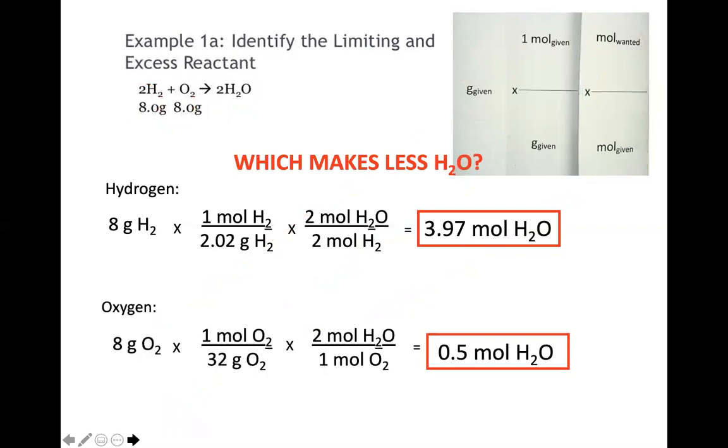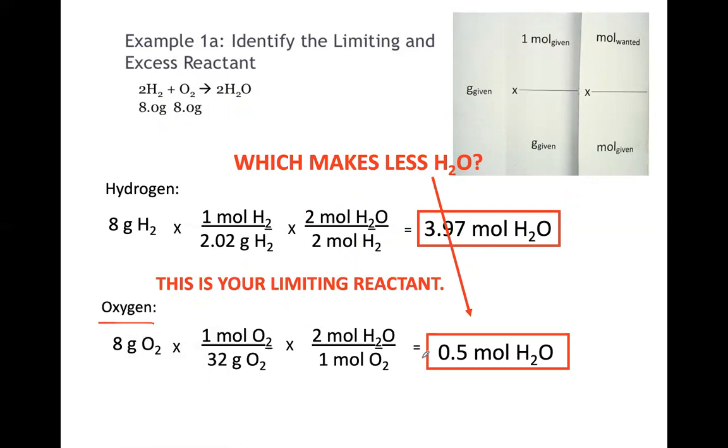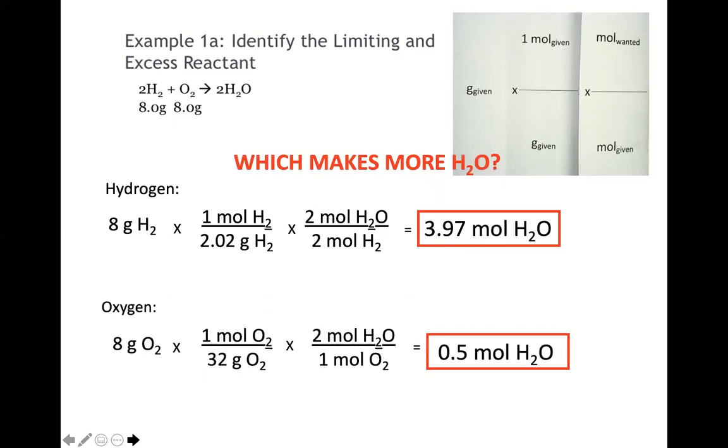So now that we have the answers, ask yourself, which one is going to yield less H2O? It's very simple. Which one is going to be smaller? Because this number is smaller, that means this is your limiting reactant. So oxygen is limiting us from making more H2O. Which makes more H2O? We have this big number here, so we know that this one is going to be excess. It's going to be more than we need. And that's pretty much the lesson.